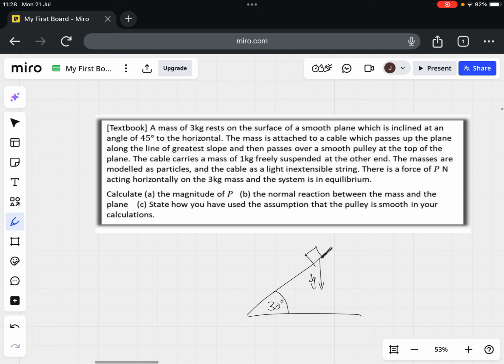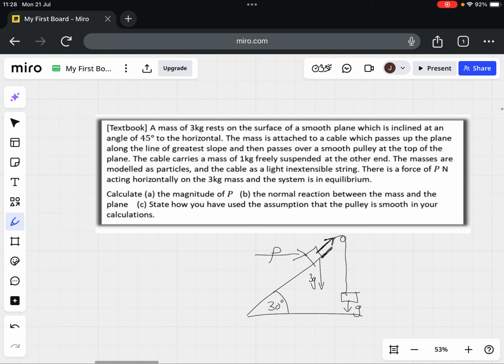Attached to a cable that pulls it over the top of the plane. It seems to be some kind of tension because you've got a pulley on the top. And then there's a mass on this one of 1 kilogram. The masses are modelled as particles, and the cables are light. There's a force of P acting horizontally. Well, that must be like this then, no? So there's a force called P.